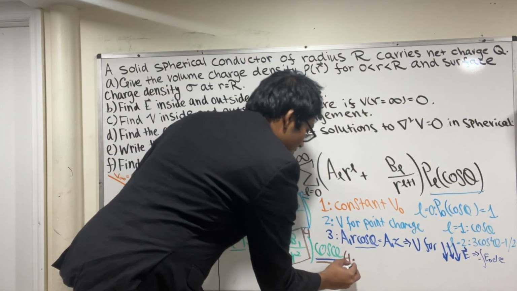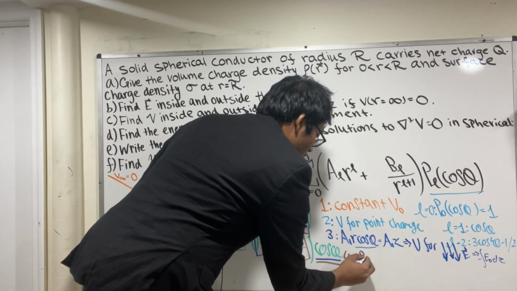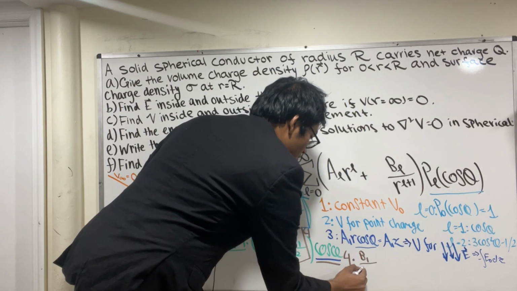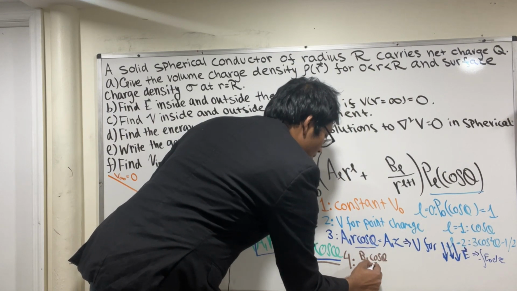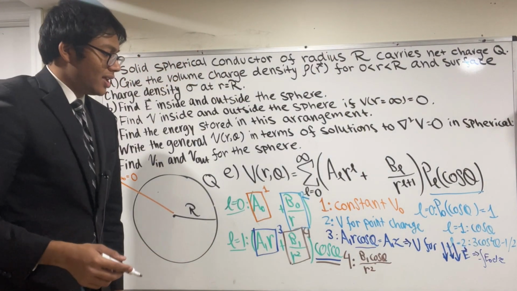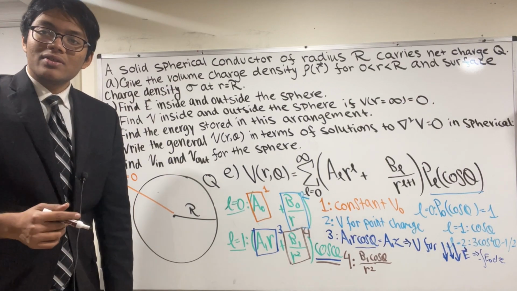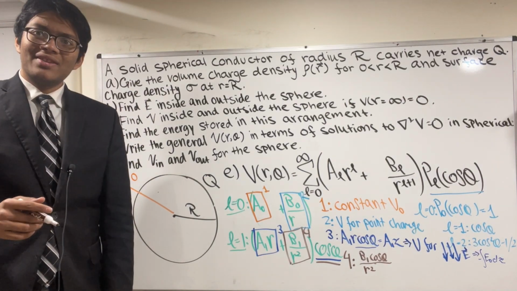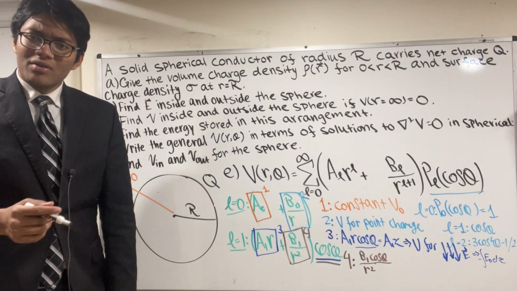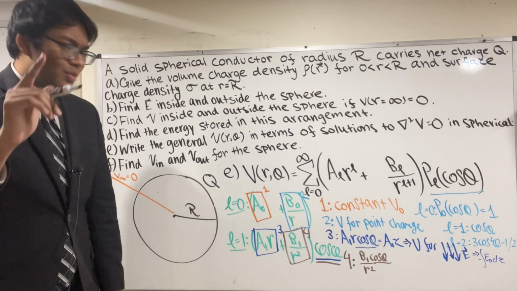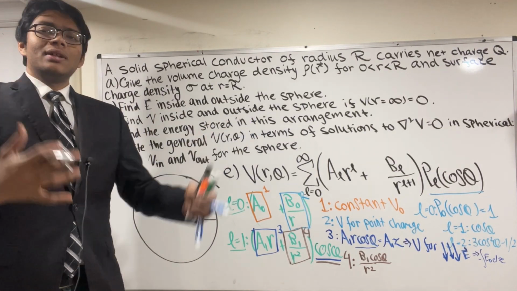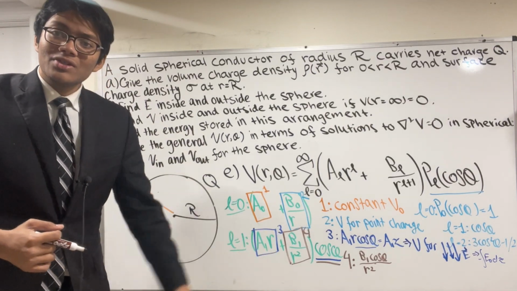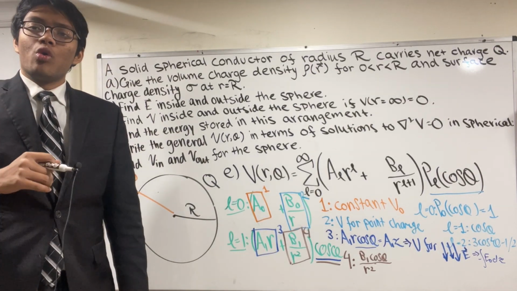That term is b sub 1 over r squared times cosine theta. Wait a second. When I write it out like that, it almost looks familiar. Cosine theta? 1 over r squared? That's one step away from being the electric field for a dipole. Hence, this is the electric potential for a dipole.